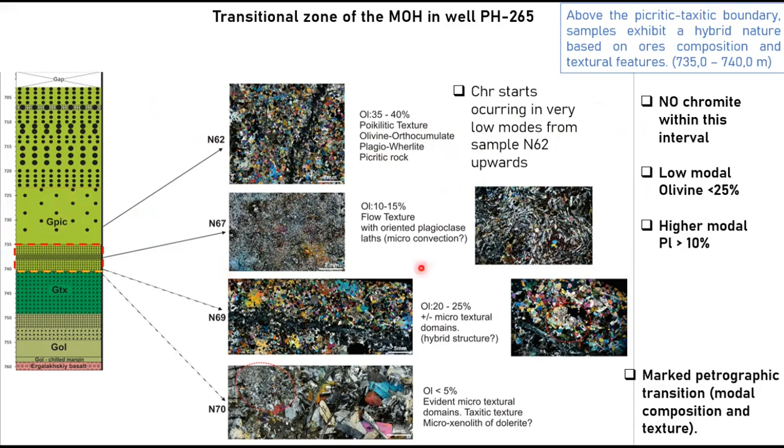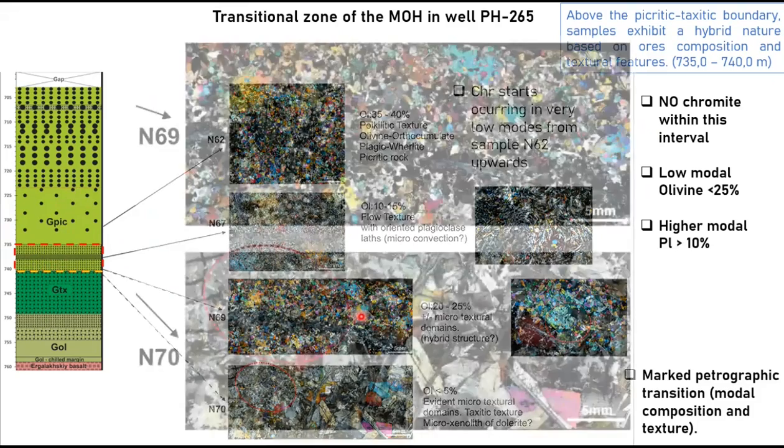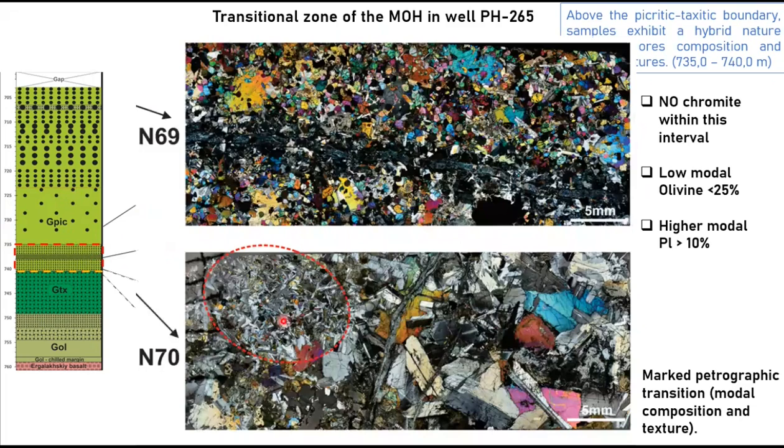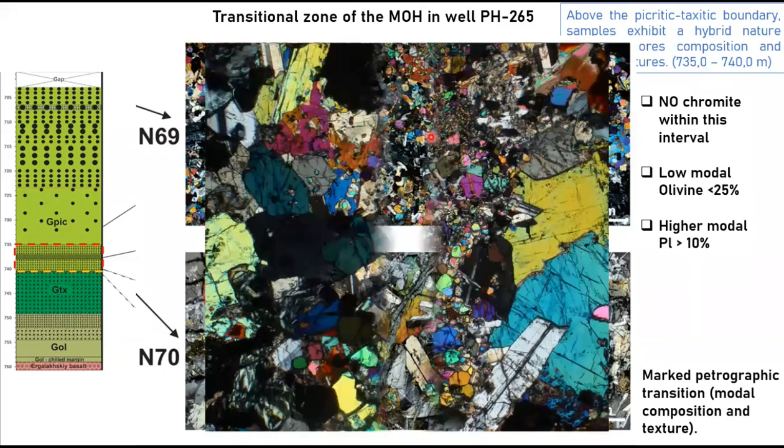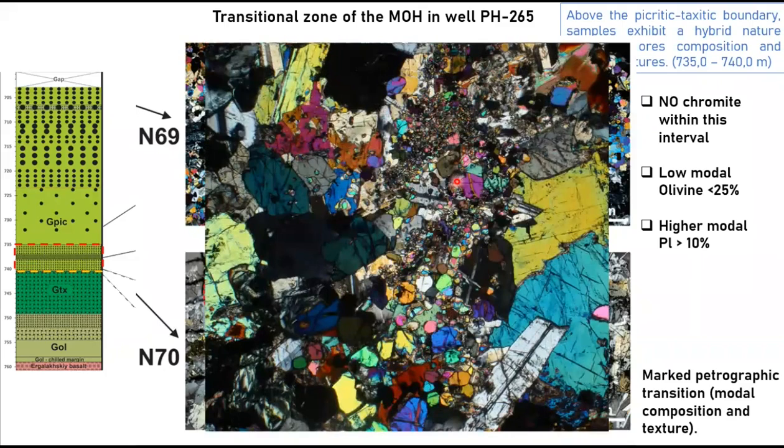So now let's have a look here. This is the contact between taxitic and picritic gabbro-dolerites. If we have a closer look at the contact, we go from a typical taxitic rock in number 70, and in number 69 we have this transitional picritic rock. In this transitional picritic rock, we can find structures like glomerocrysts of olivine, varying in size. This is very typical.